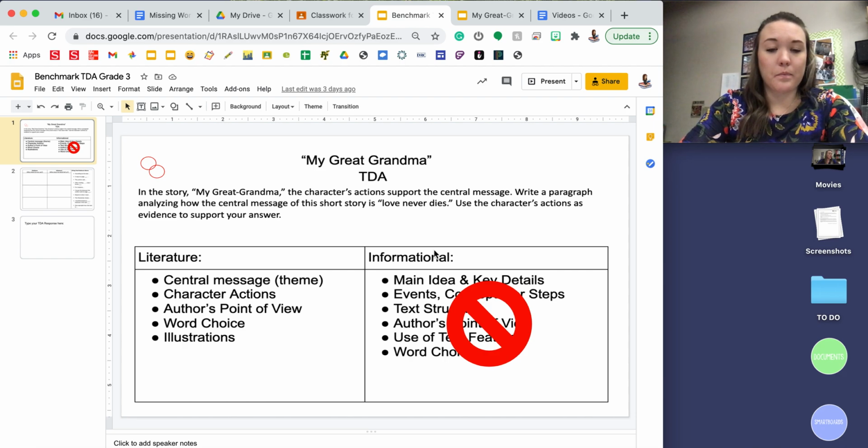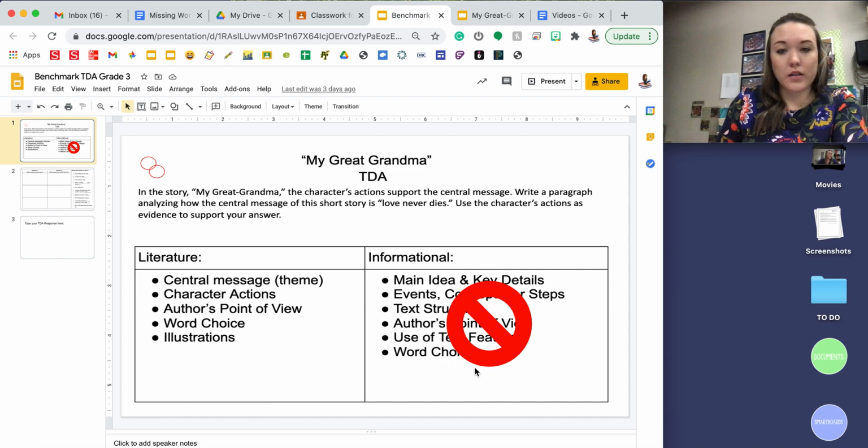deconstruct our prompt. Our prompt reads, in the story, My Great Grandma, the character's actions support the central message. Write a paragraph analyzing how the central message of the story is love never dies. Use the character's actions as evidence to support your answer.